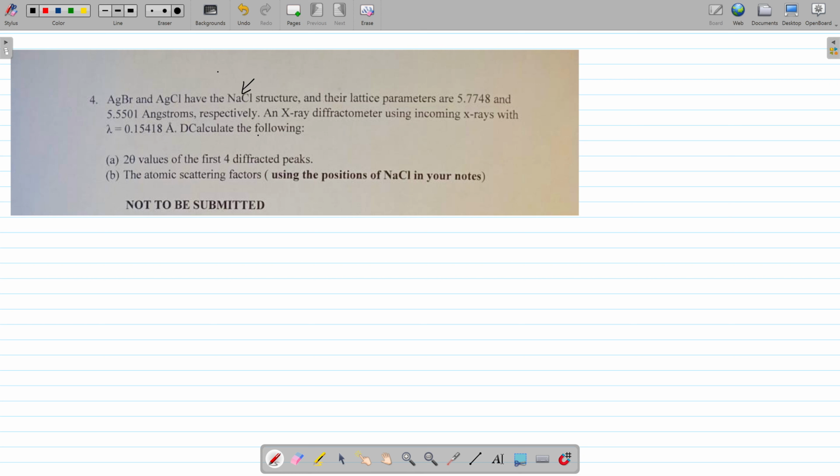here, which is sodium chloride, and their lattice parameters are given in angstrom, and we're also given the wavelength in angstrom as well, and we're told to calculate the two theta values for the first 4 diffracted peaks. So the first thing to note here is that we're given 2 compounds. We're given AgBr, which has a lattice constant of 5.77 angstrom, and we're given silver chloride. Its lattice constant is 5.501 angstrom, and we're going to have to find the two theta values for both of these. So this is basically 2 parts in one question.